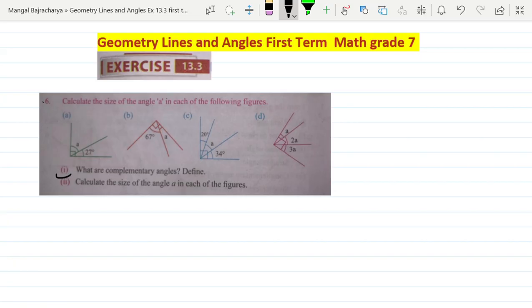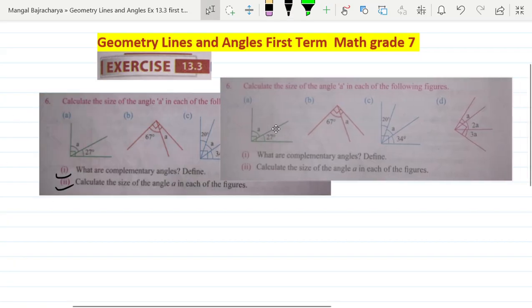So number 1 we can easily answer. And after that, in number 2, we are asked to calculate the size of angle A in each of the given figures. So first I go with the first one, and I keep this on the corner side.